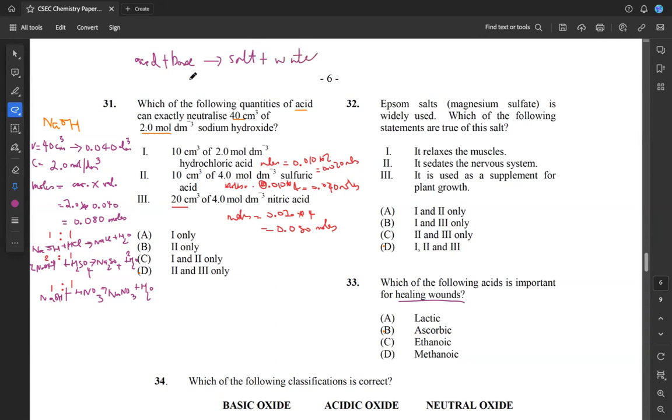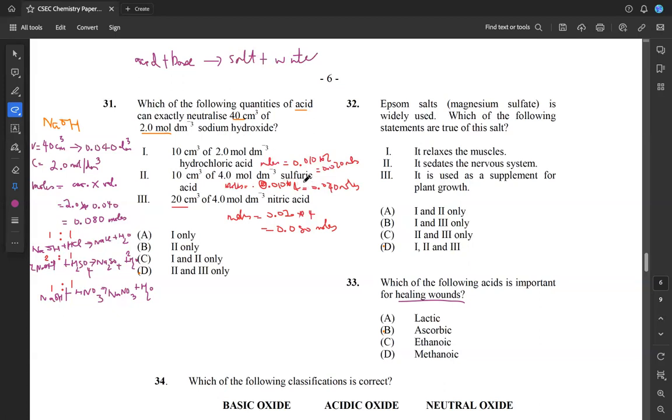So we can come up with equations that would represent the acid reacting with the base, right? And that's really where we want to start in this kind of analysis. They say, which of the following quantities of acid will exactly neutralize the base? Well, let's write the equation for HCl reacting with sodium hydroxide. Sodium hydroxide and HCl react together in a 1-to-1 mole ratio to form sodium chloride and water, right?